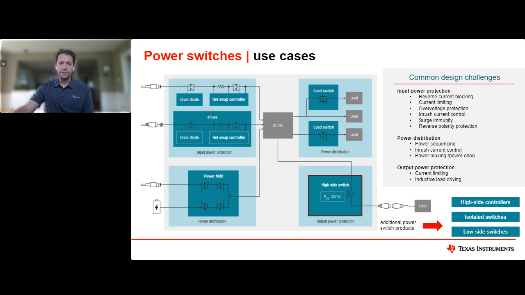Within power switches, we have 3 different buckets. We have input power protection, power distribution, and output power protection. So within input power protection, we have ideal diode controllers, hot swap controllers, and eFuse devices. In power distribution, we have 2 input, 1 output power muxes, which can be used to prioritize supplies. We have load switches, which can be used to provide processor power sequencing, as well as module turn on and turn off. And last but not least, we have high side switches, which are used to distribute power off board. So today we'll talk mostly about high side switches.